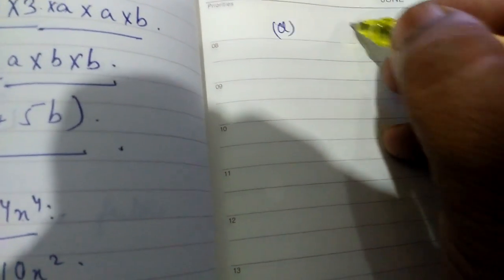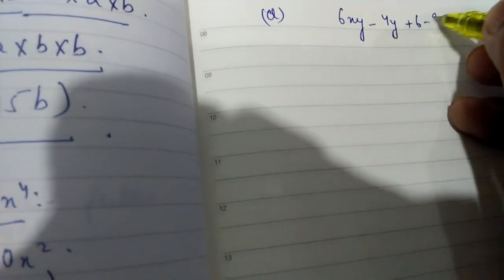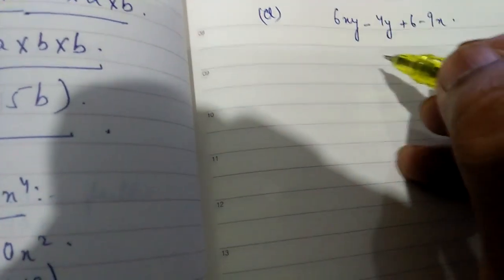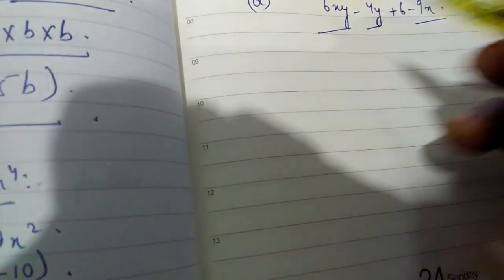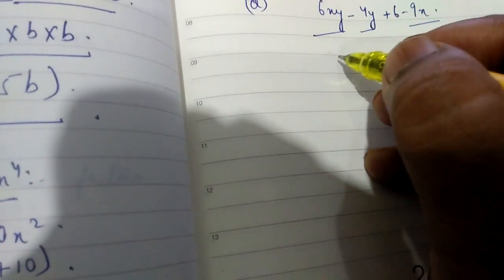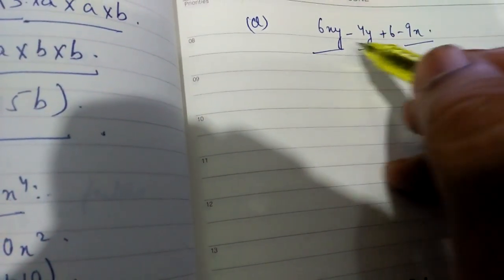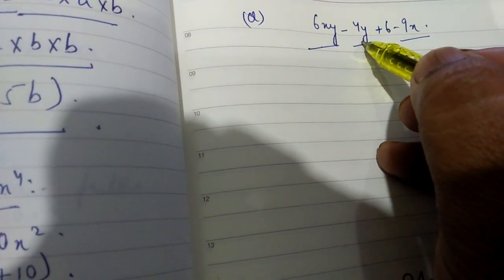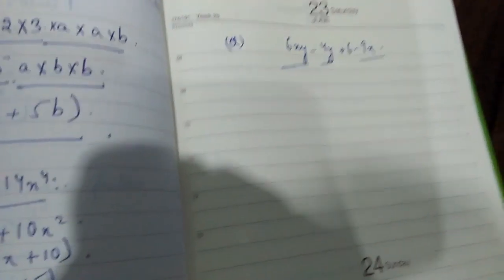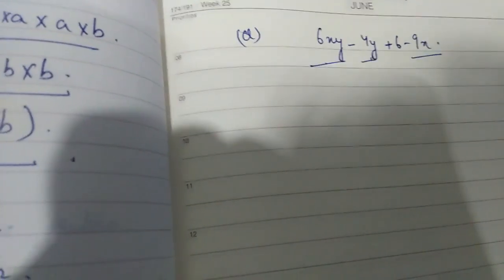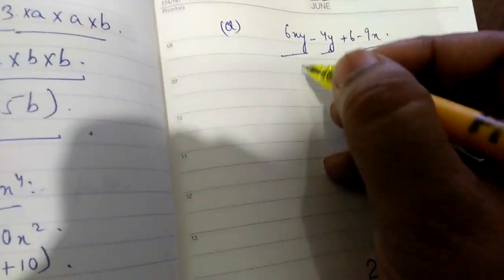Let's say 6xy minus 4y plus 6 minus 9x. So we need to factorize this. We will take x common, but we have y common here as well, so we will take y here first. We will look for it, taking 6xy and 4y. So 4y is smaller and 6xy is bigger. That is the problem that it is going to pose. So we have to bring 9x this side.